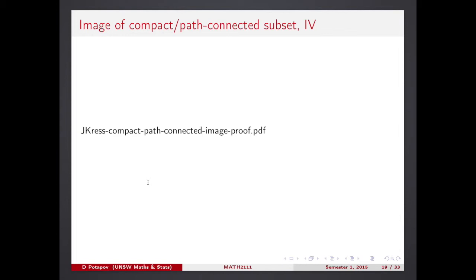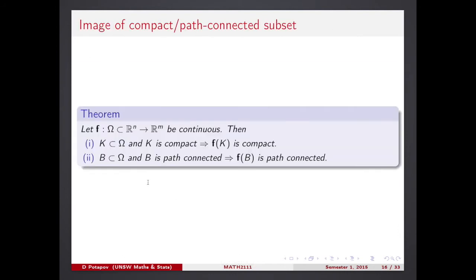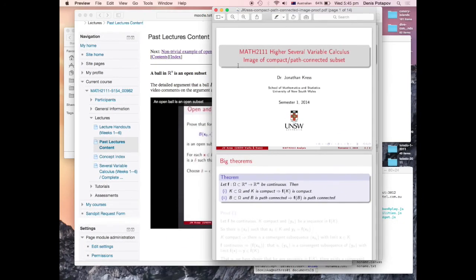Before we go there, I'll roll back to the statement of the theorem. Look at the theorem again. Here it is. Again, we have a continuous map, and I have to convince you that such a map will always take compact subsets into compact subsets, and will always take path-connected subsets into path-connected subsets. I do have a proof. What was the name of it? Let's check. Yeah, it's this file.